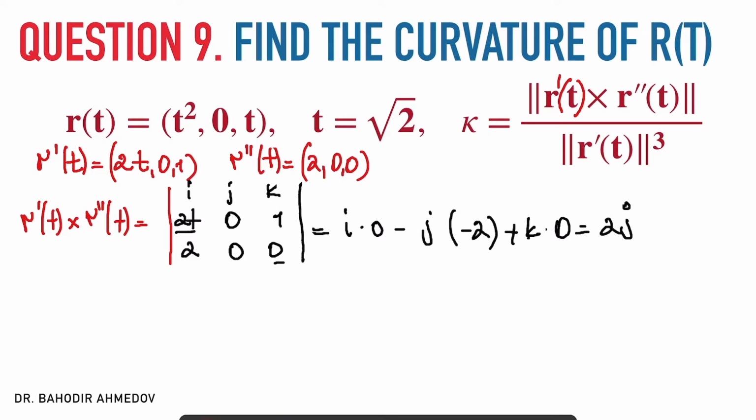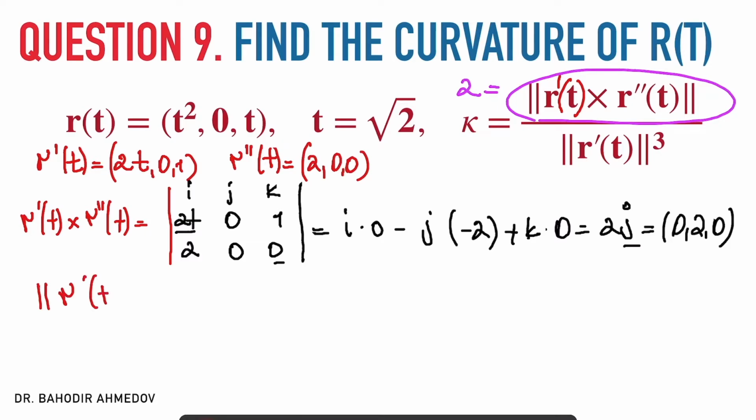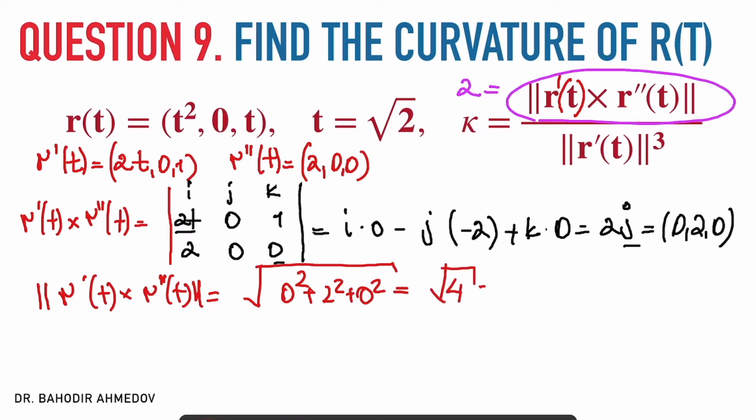That's going to be our vector, and obviously the norm of this vector is equal to 2, right? Our vector can be written as 0, 2, 0. J means the second component of this vector. So the numerator of the curvature is equal to 2 because this is the length of this vector. Let me show you how to find the length of this vector. The norm of r prime of t cross r double prime of t is going to be the square root of 0 squared plus 2 squared plus 0 squared, which is equal to the square root of 4, or simply 2.